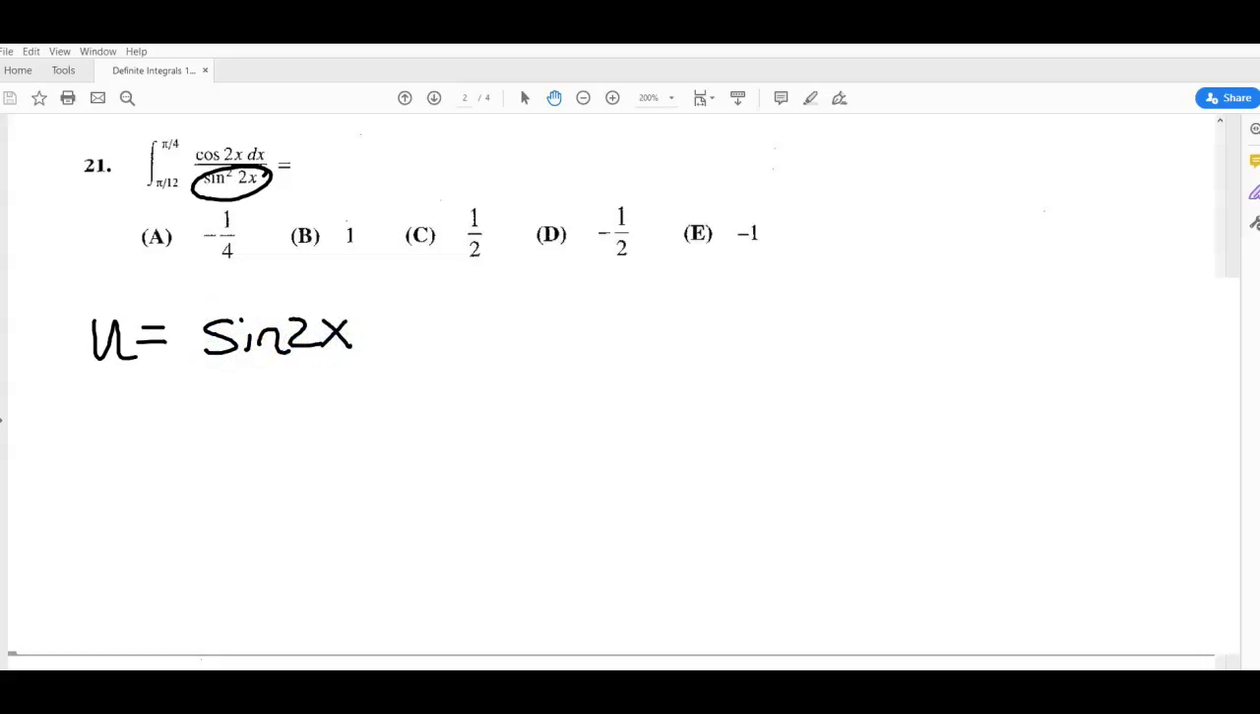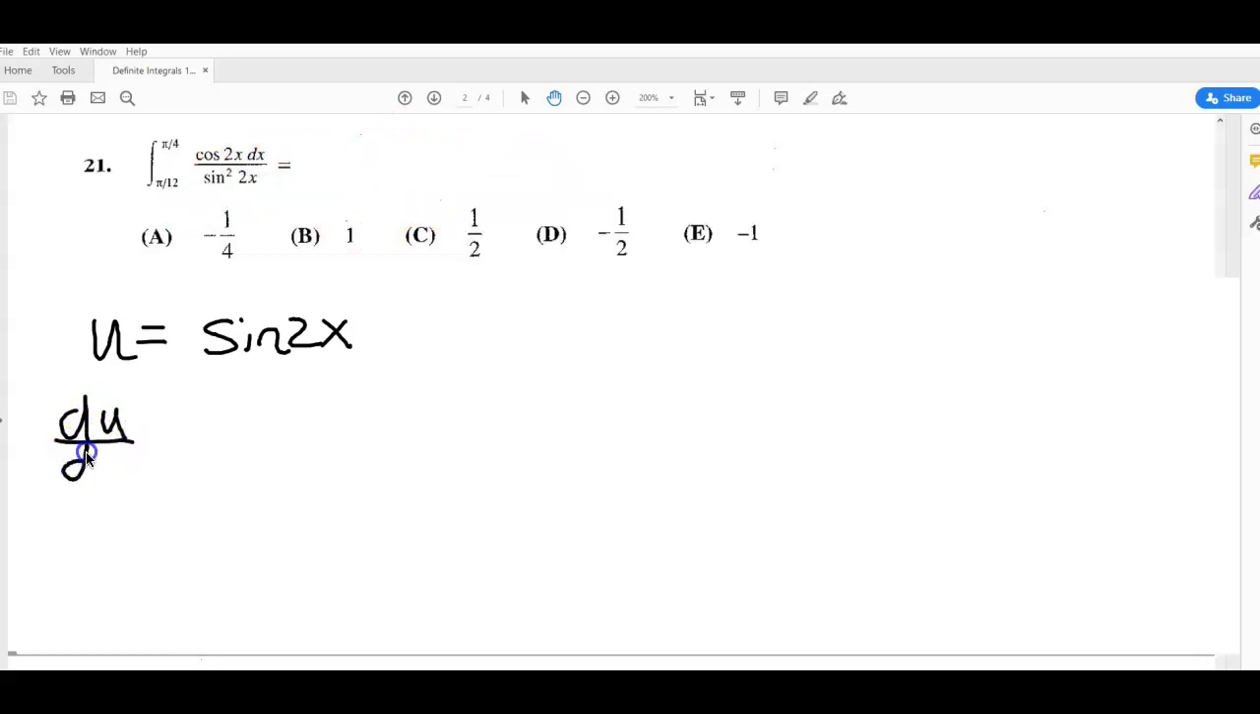So a good way to think about this would be as though you had sine of 2x and it was being squared. That's another way of writing this. And this is going to be my u, just so you guys know. It looks weird, but that's how they have to write trig functions.